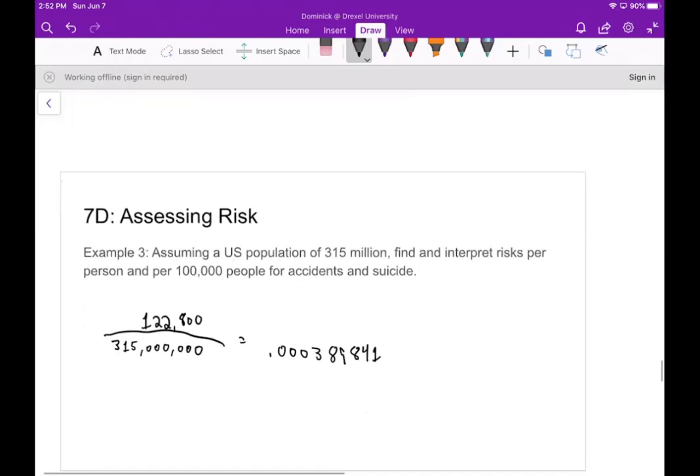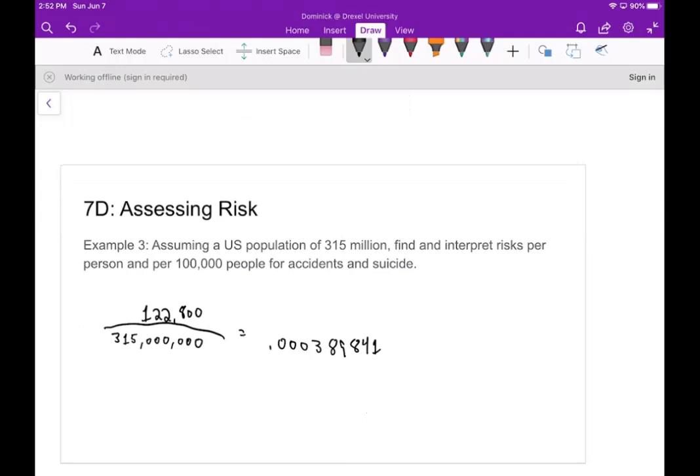Right, so that's the percent chance per person for one of these. Now, how many of these would it be per 100,000 people? Well, we would just multiply this by 100,000.